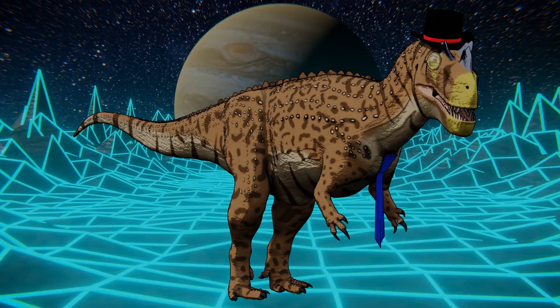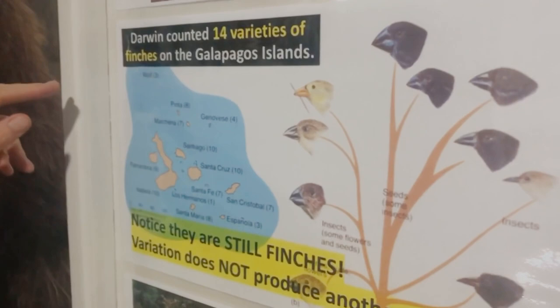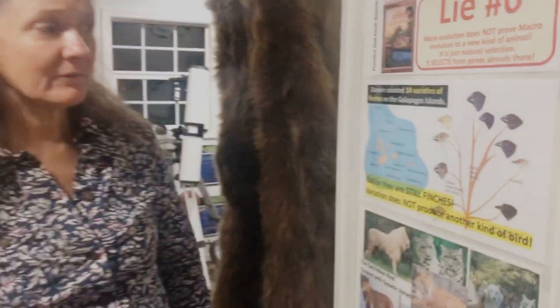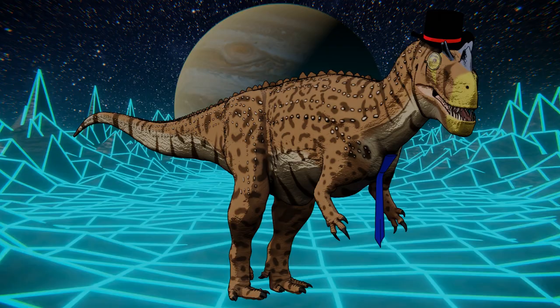Rather, they are illustrative. He saw that on different islands, under different conditions, the beaks changed. He said, see, things are changing. However, you'll notice they are still finches. Right, as required by evolution. Evolution is all about ancestry.